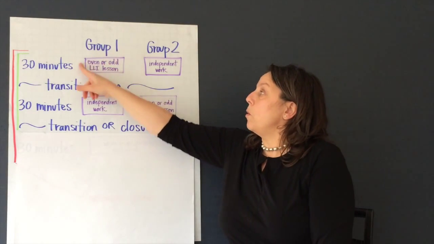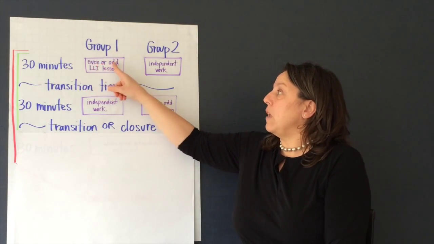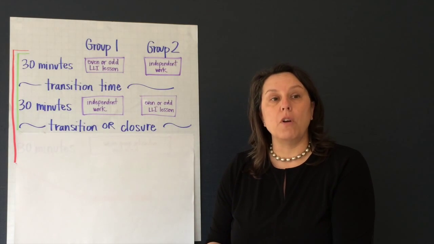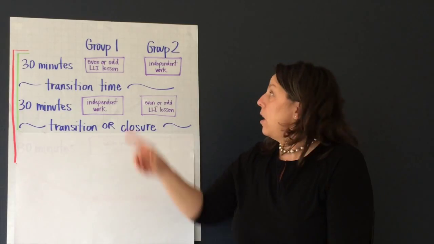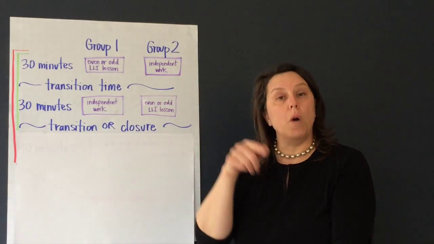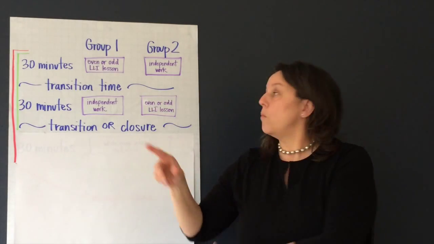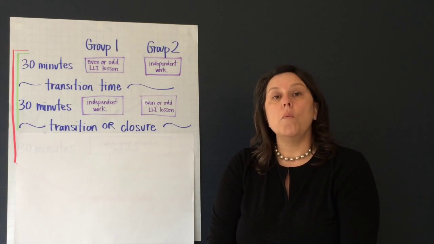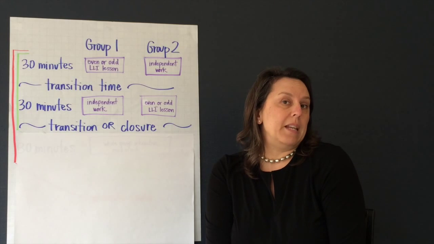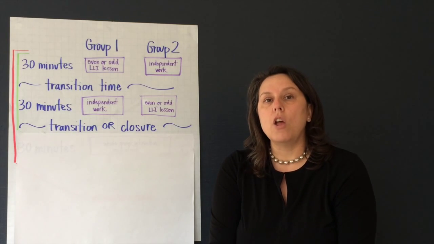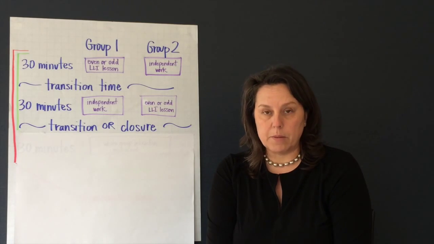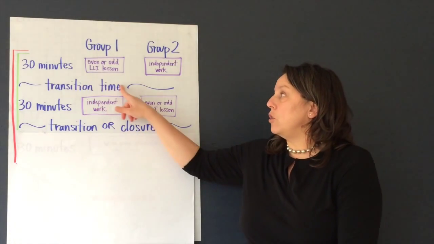One group of students will be participating in either their even or odd LLI lesson. They'll have the full lesson from you during that time. Your second group of students, while you're working with your LLI group, will be doing independent work. As you can see from the handout, we've developed some ideas of what that independent work might look like. We'll get into the details of that in one of the upcoming segments. Then you'll have a transition time.